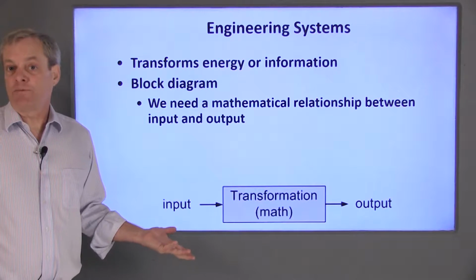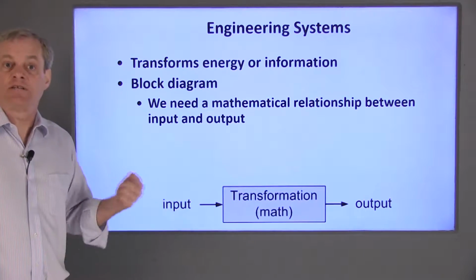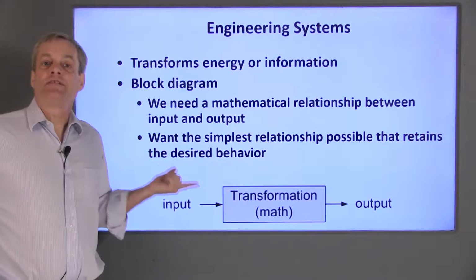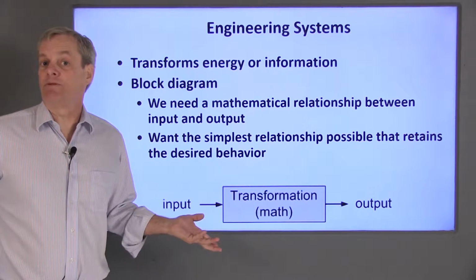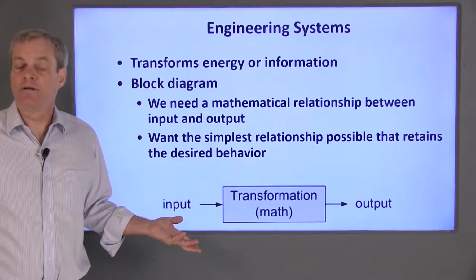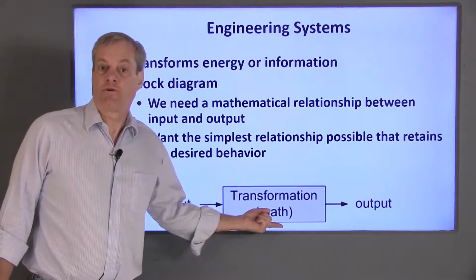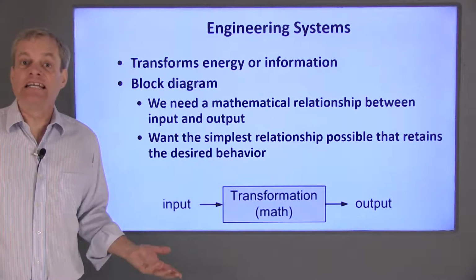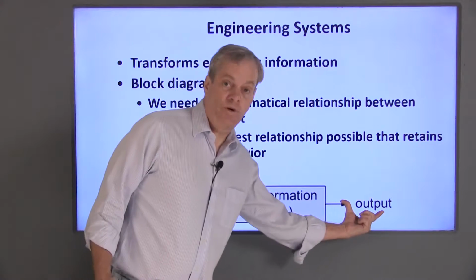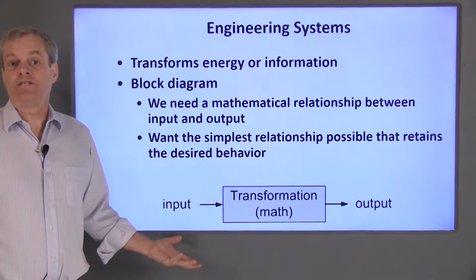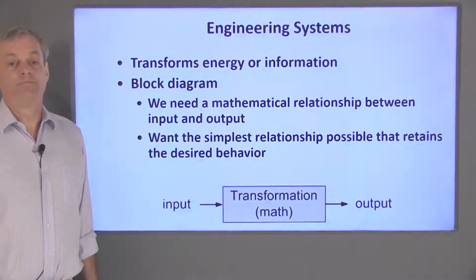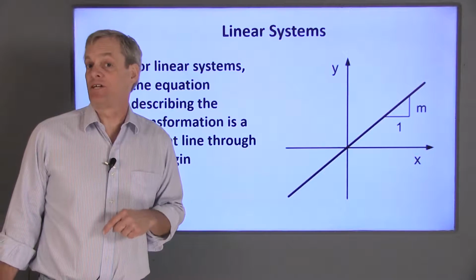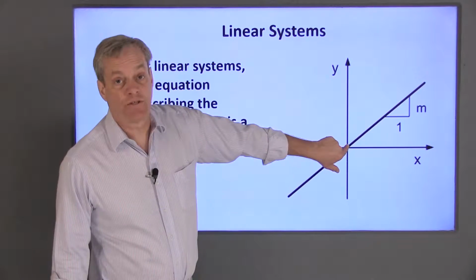So to get the output for some specific input, we just plug the input into the mathematical relationship and solve the math. Engineers always want the simplest possible mathematical relationship that provides a good enough estimate of the output. We can never exactly model the output for all cases, so we expect some error and design the system accordingly. A linear relationship between the input and the output will usually be the simplest, so engineers tend to use linear models a lot. For a linear system, the relationship between the input and the output can be expressed graphically as a straight line that passes through the origin.